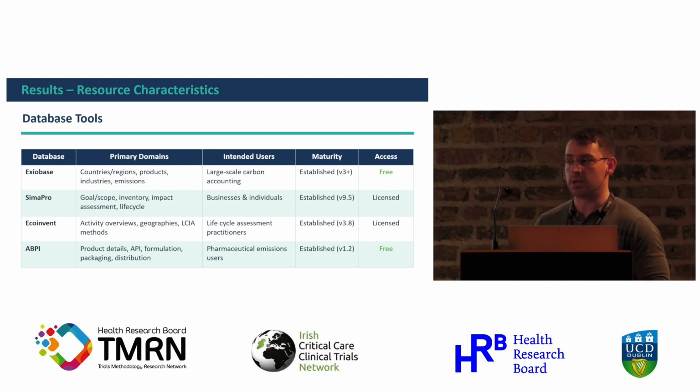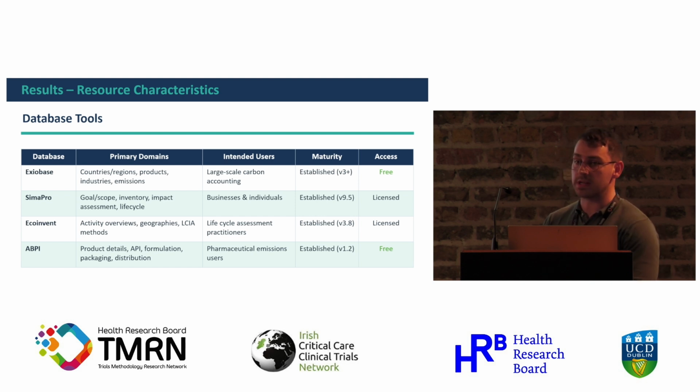So were they free for people to use or did they have to pay for them, or were there subscriptions or licenses? So if we take ABPI, for example, that's a pharmaceutical-focused database. So you could input drug information if you had it, and any kind of packaging and distribution information for a specific drug, and it's going to give you a specific emission associated with that drug. So obviously for the intended users, pharmaceutical emission users will be interested in that.